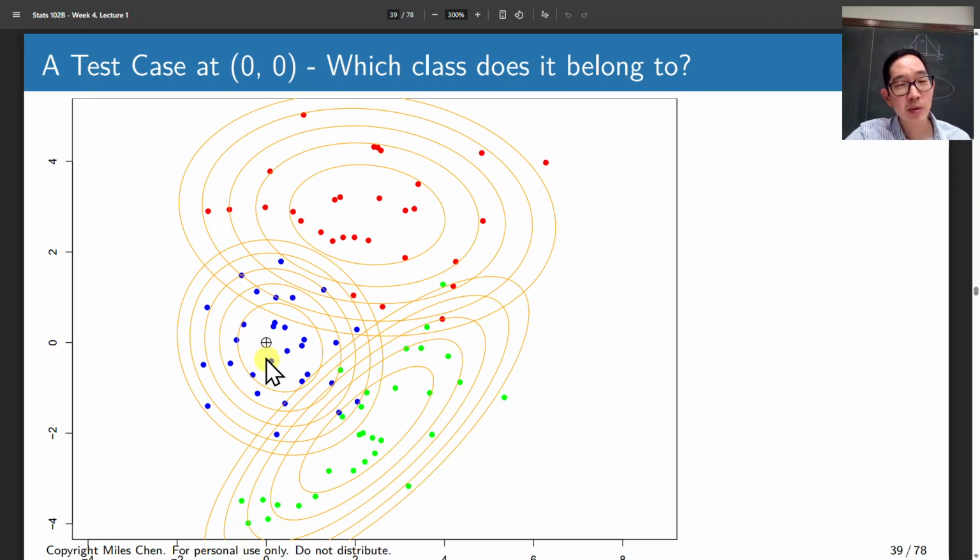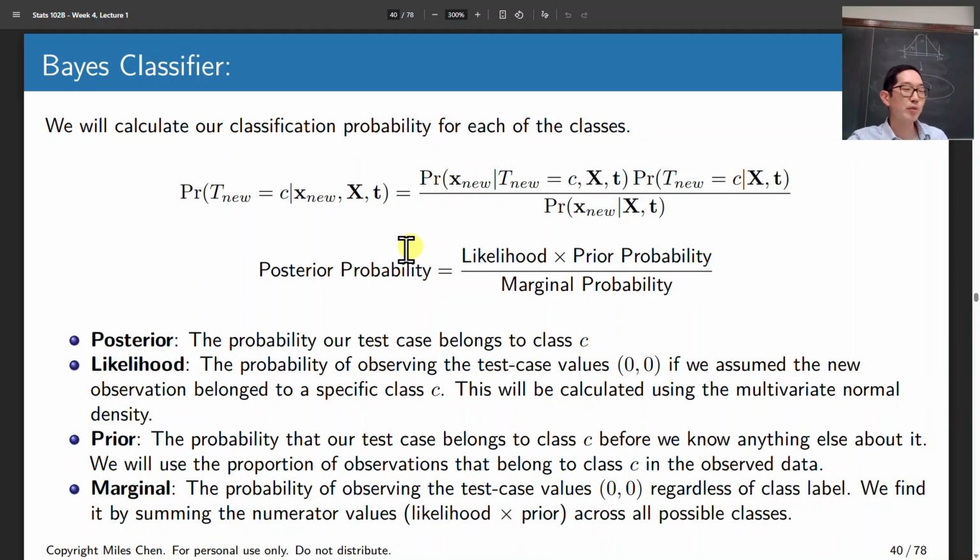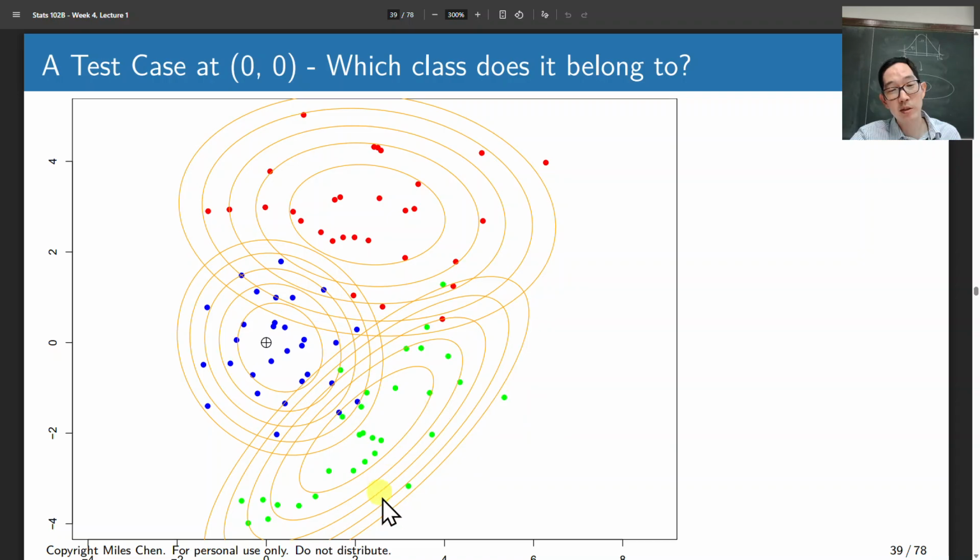So we're going to say, what is the likelihood that a multivariate normal that looks like these orange ellipses would produce this dot? What is the likelihood that a multivariate normal that looks like these orange things would produce this dot, and so on and so forth? So we use the same thing. We're going to calculate the likelihood, and this is the likelihood of observing the case 0, 0, which is our test case, if we assumed it came from class A or class B or class C.